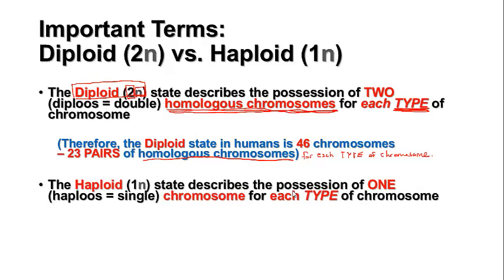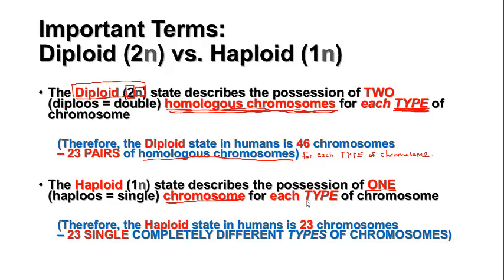The haploid or 1N state describes the possession of one chromosome for each type of chromosome. All right, therefore, the haploid state in humans is 23 chromosomes. Okay, so 23 single, completely different types of chromosomes.